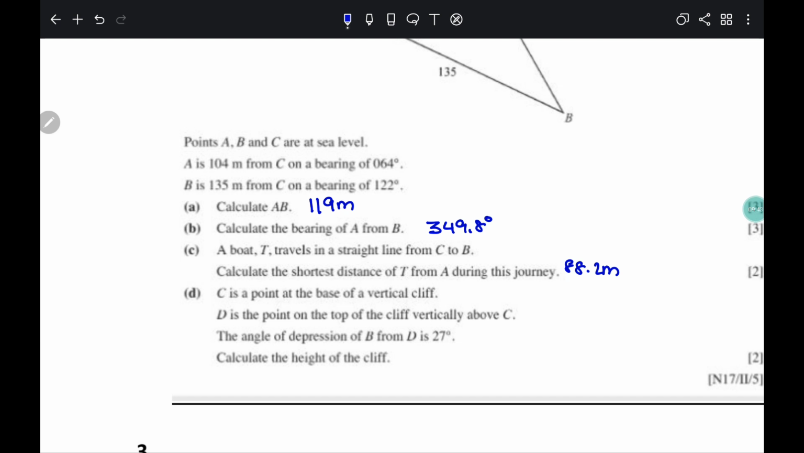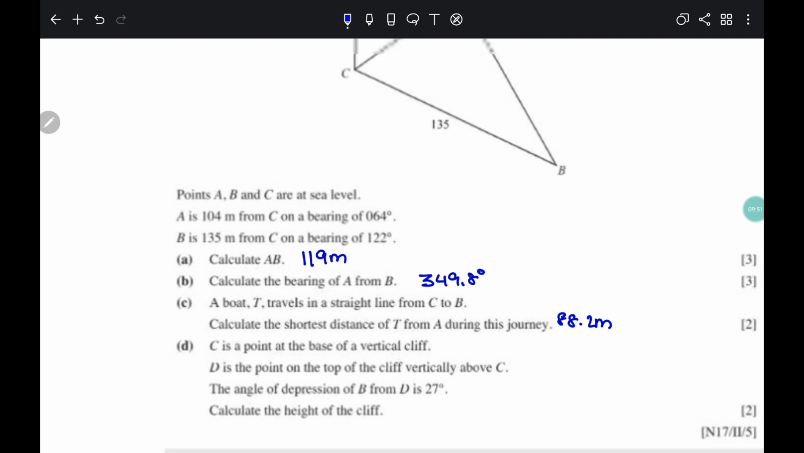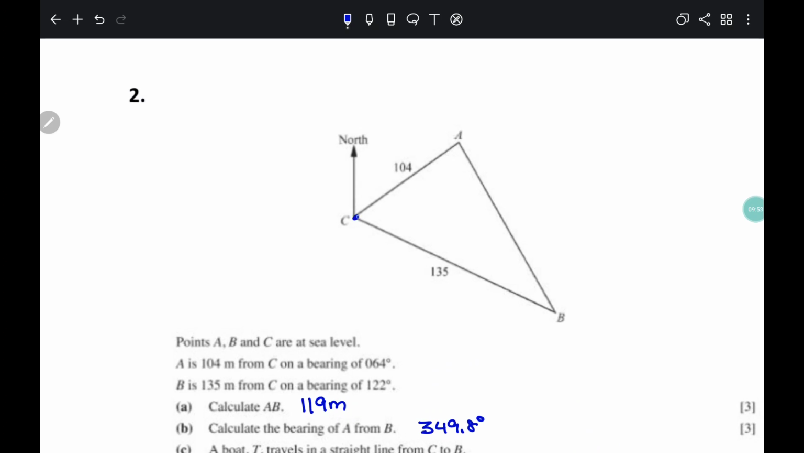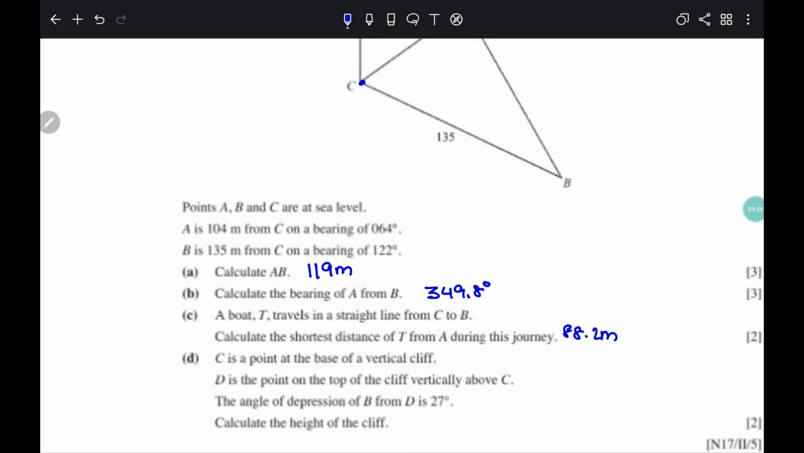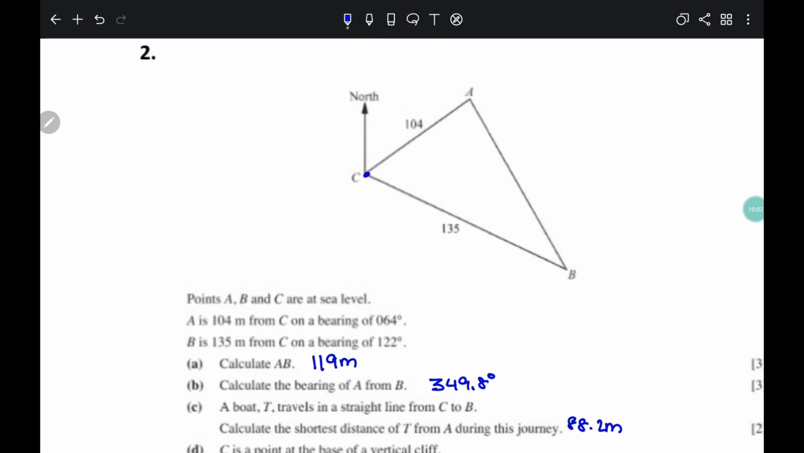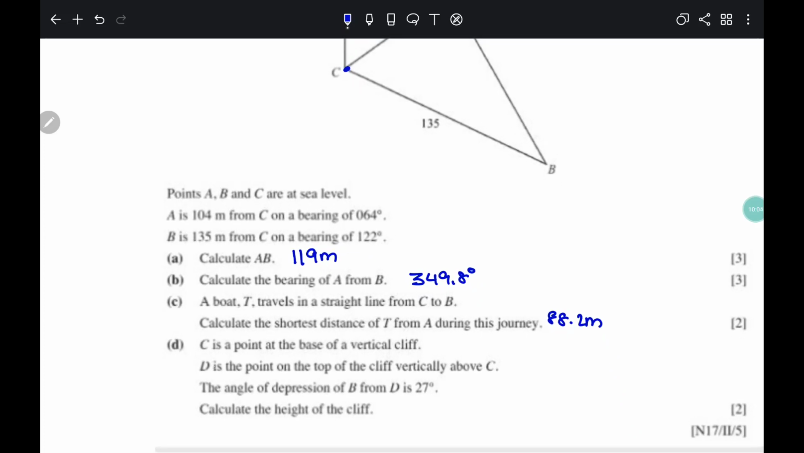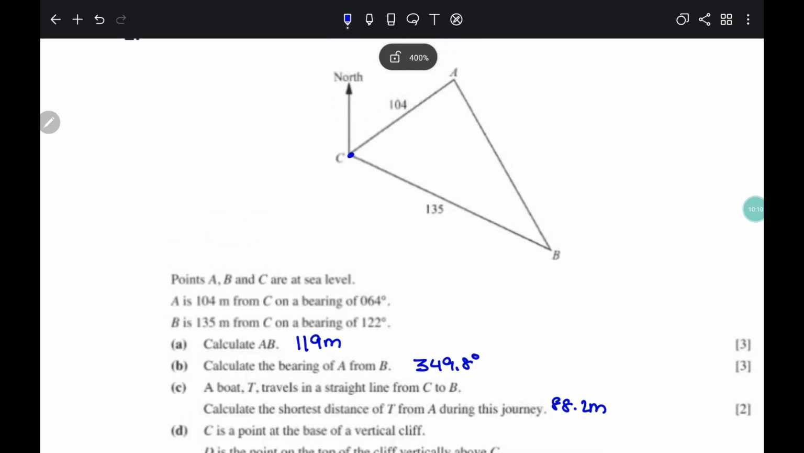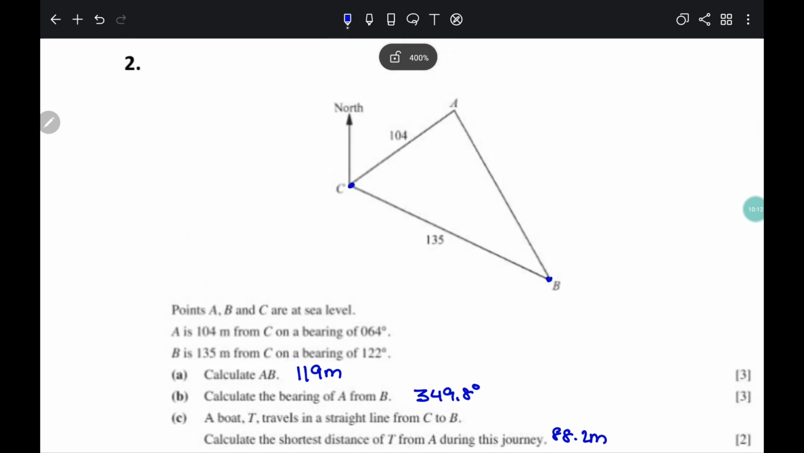We move on to part D. C is a point at the base of a vertical cliff. So D is on top of the cliff. C is at the bottom. Notice that ABC is on the ground floor. So now part D is going three-dimensional. They say that D is the point on top of C, with angle of depression of B from D.